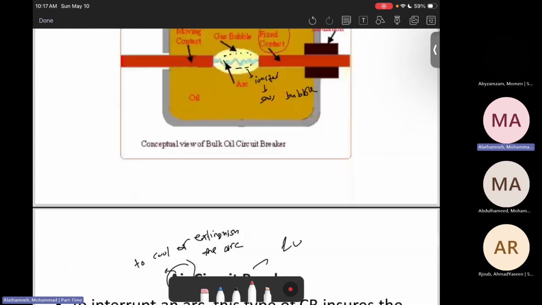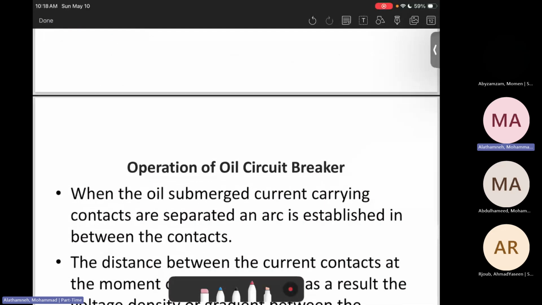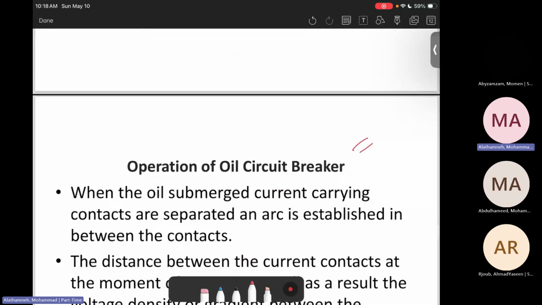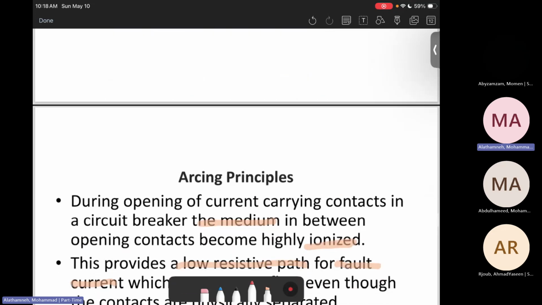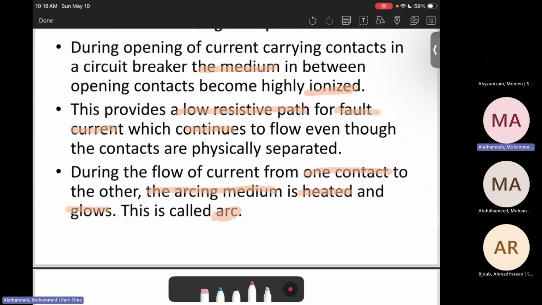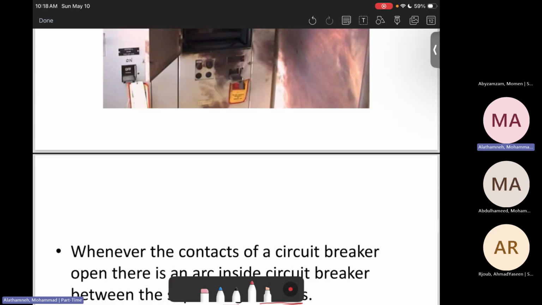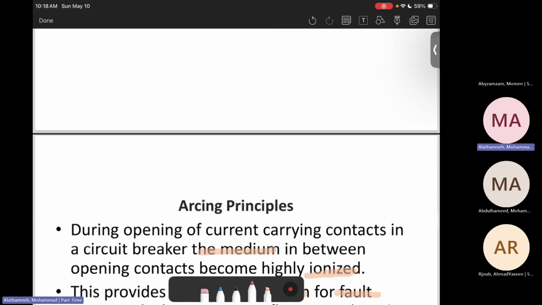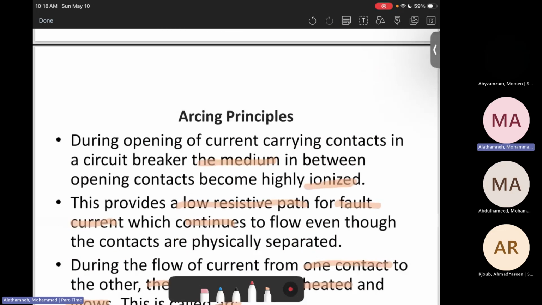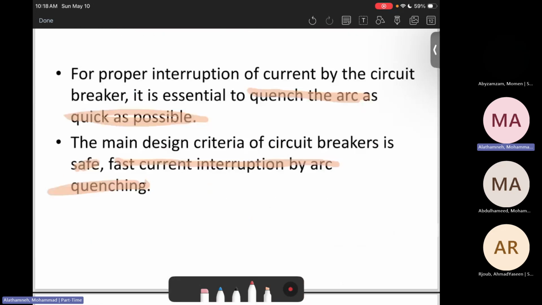However, when we talk about the air circuit breaker, this is very commonly used, not the oil, the air. The air circuit breaker will be used in low voltage.